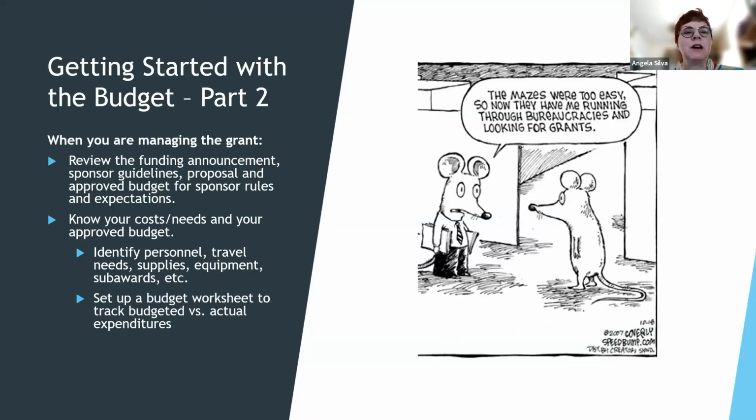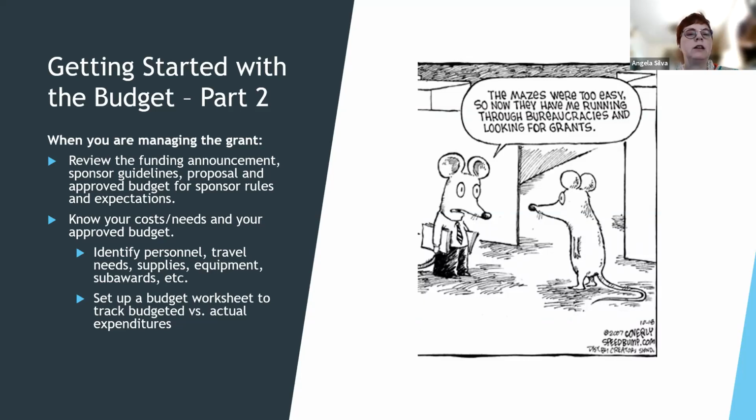All right. So this is from the perspective of when you're managing a grant. So you've got the grant, it's amazing. Things to think about in the grant management phase is go back to the beginning. We ask folks, the grant management role, and this might be the same person. You might have written a proposal and now you're managing the grant, but you want to go back again to review the funding announcement, any sponsor guidelines, so funder guidelines, the proposal that was submitted, and the approved budget. Also look for any sponsor rules and expectations. Again, set up a file, highlight things that you need to refer back to. Sometimes we pull them out of the document and create a separate management document to highlight the points we need to remember.